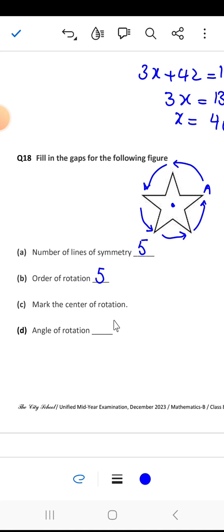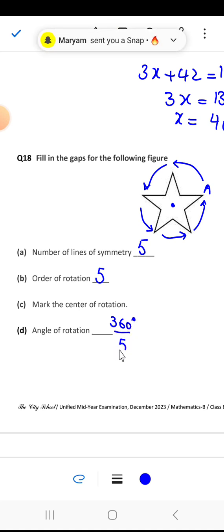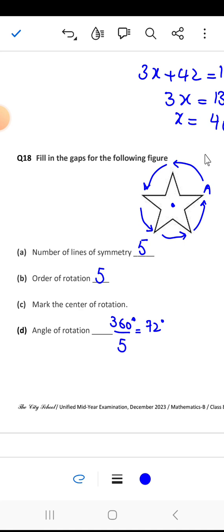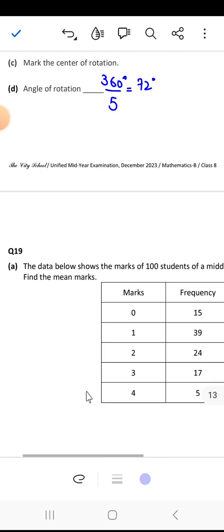Alright, angle of rotation. The formula is 360 divided by the order of rotation. So it is 72 degree. After every 72 degree, the same figure will be back. This is how you are going to solve symmetry questions.